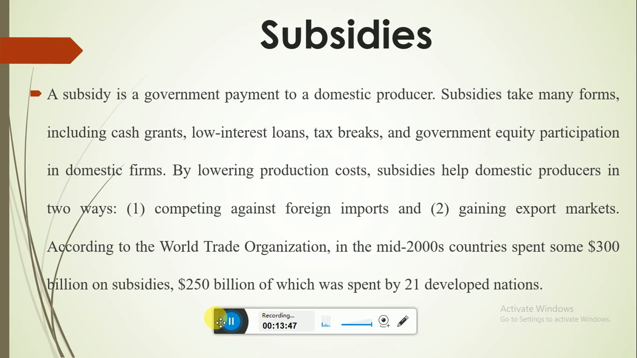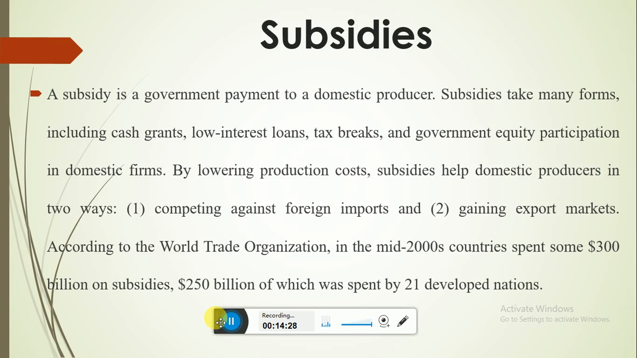Next one is government equity participation in domestic firms. I think you have studied equity finance and debt financing in financial management. So with equity, the government can be a shareholder in a company or in a sector. So in order to support that sector, the government wants to be the owner, and they want to invest money as well.